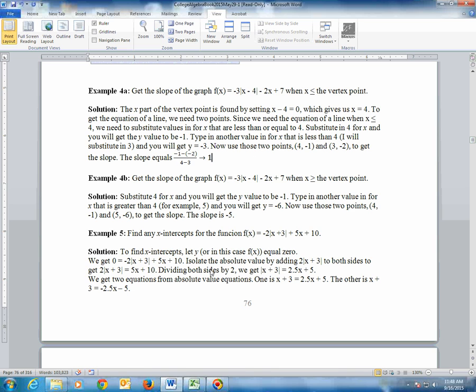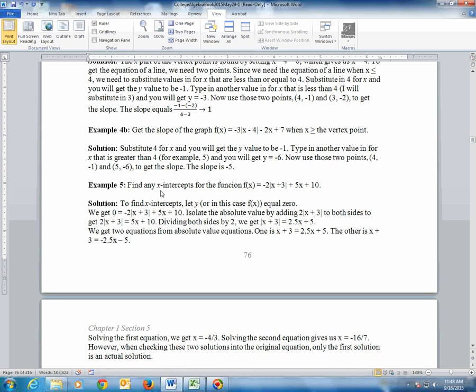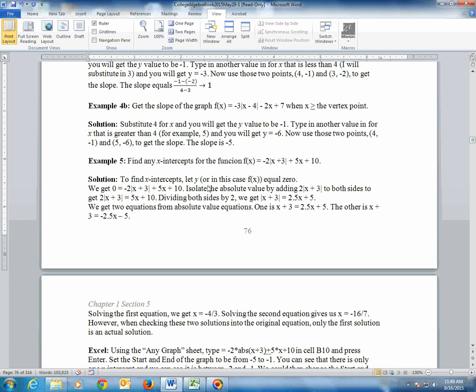Let's go on down to this one. This one says find any x-intercepts for this function right here. Okay, now there's 2 ways. You can either do it on the AnyGraph sheet and zoom in, keep on getting closer to the x-intercepts, or you can do it by hand. Okay, I'll do it by hand, and I'll do it on the Excel sheet.